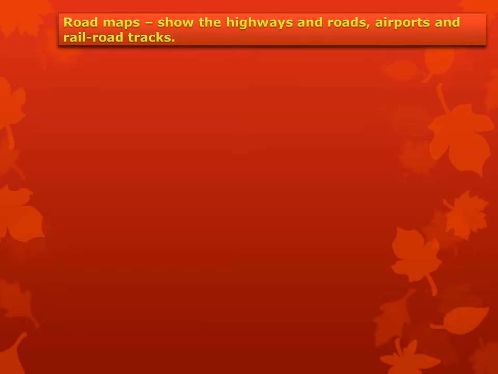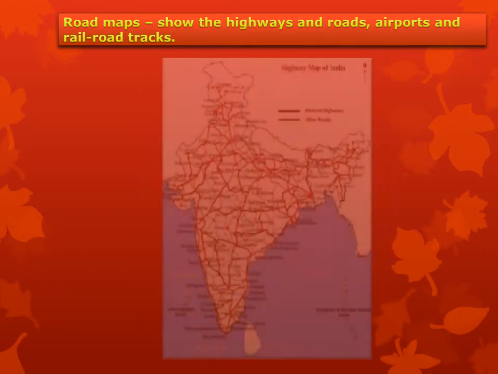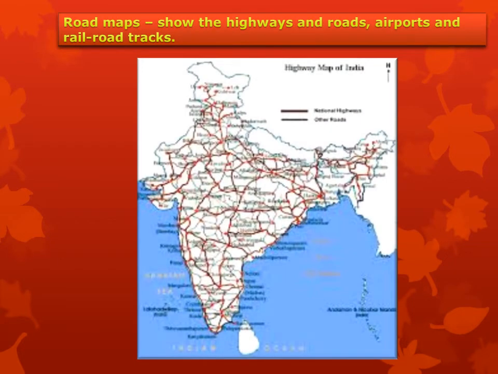Next we have road maps. It shows the highways and roads, airports and railroad tracks. So here you can see a map of India which is showing the highways of India.